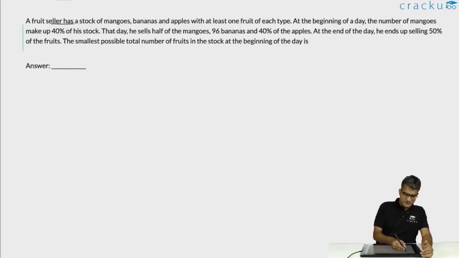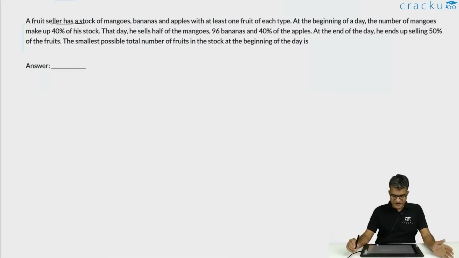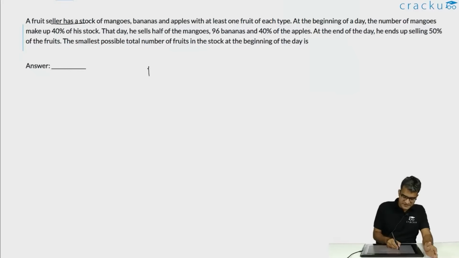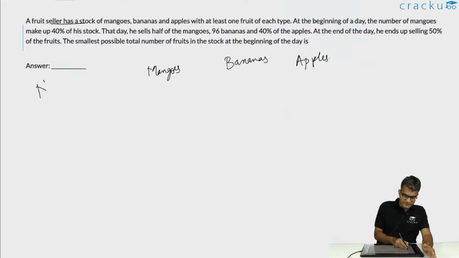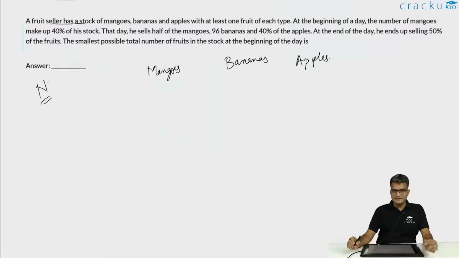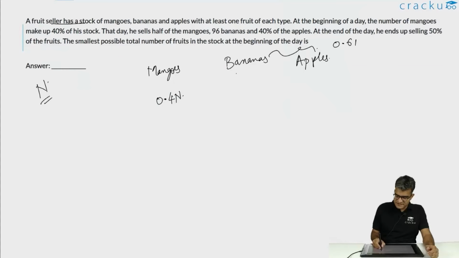In this question, we are told that there is a fruit seller who has a stock of mangoes, bananas and apples. At the beginning of the day, the number of mangoes make up 40% of his stock. So if you assume that the total number of fruits with him is n, the number of mangoes is 0.4n. And this would imply that the total number of bananas plus apples will be 0.6n.